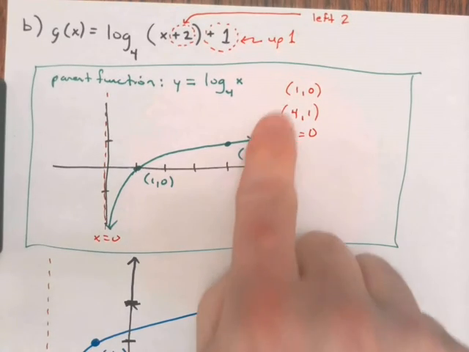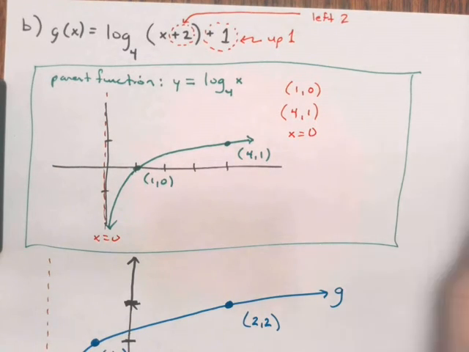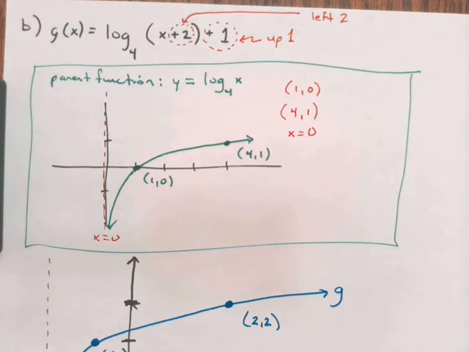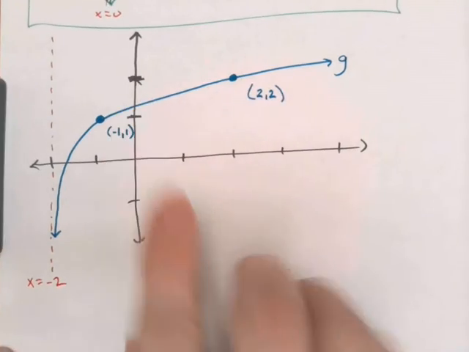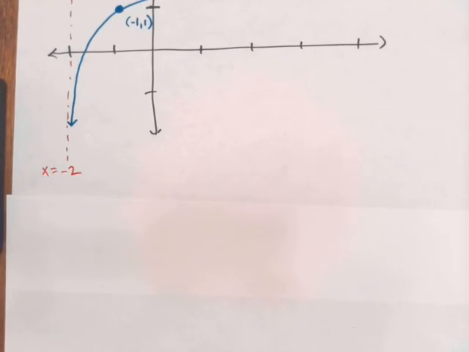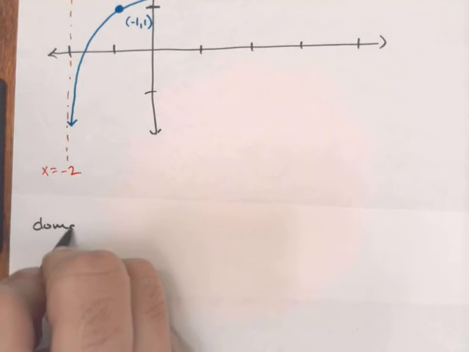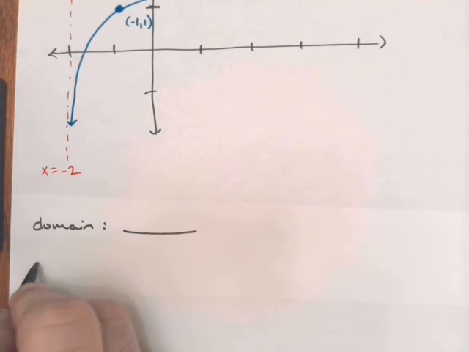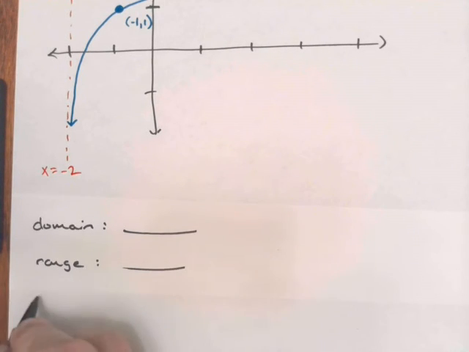So, using the parent function with its 2 points and vertical asymptote, and then recognizing what the transformations are, I can come up with the graph pretty quickly. We are also supposed to determine 7 other things. The first 3 are the domain, the range, and the equation for our asymptote.